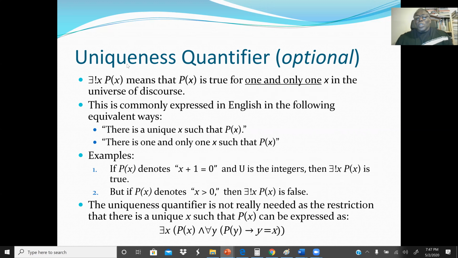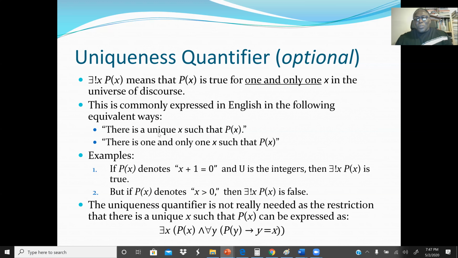Now we also have the uniqueness quantifier. For the uniqueness quantifier, we use the exclamation point. So here we write ∃!x P(x). This means we have only one answer. It means that P(x) is true for only what? One and only one x in the universe of discourse. So that's what we call the uniqueness quantifier.